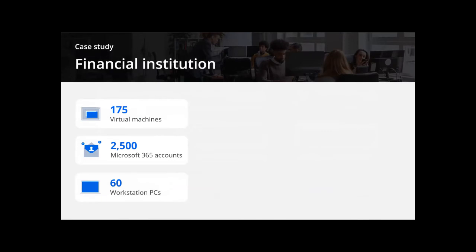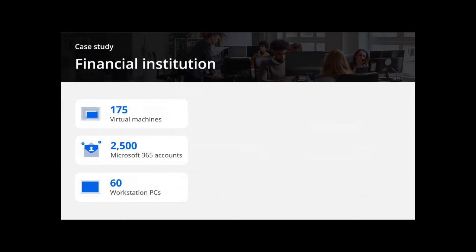So let's take a look at another case study here. I always love jumping into these. Here we have a financial institution, and this is the dilemma that they had. They are operating around 175 virtual machines that are performing a variety of different tasks and services. Additionally, they have over 2,500 Microsoft 365 accounts for their workforce and 60 PC workstations on-prem that need to be protected. So there are a few hurdles here, of course.